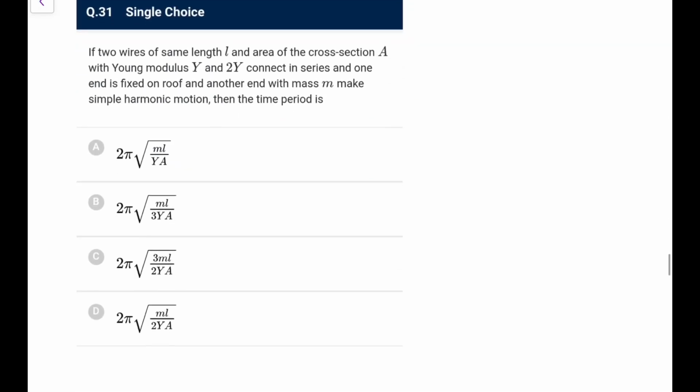Next one. Two wires, same length, same cross section, with Young's modulus Y and 2Y, connected in series, and one end is fixed on the roof and the other end has mass m making SHM, then the time period is, so effectively you will have two springs in series. So we can say spring constant is AY by L. So the first one is AY by L, the second one would be 2AY by L. So what would be the effective spring constant?